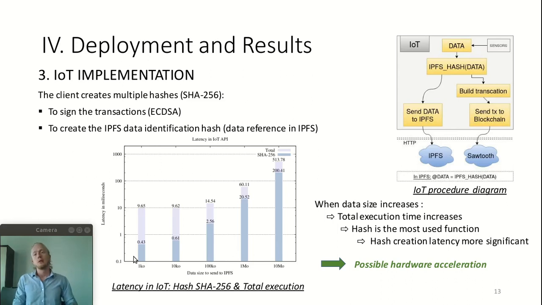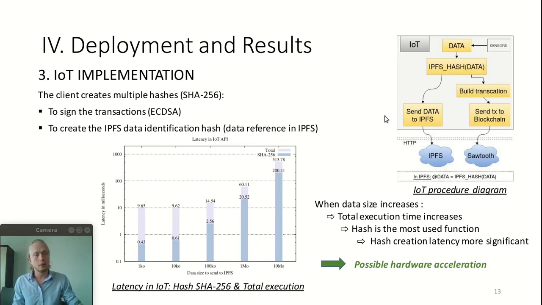So next, we have now studied the IPFS and blockchain implementation, but we also need to study the IoT implementation, the client. In the client, we have used the same program as in the previous work, the C++ Sawtooth client, and we integrated the necessary functions to include the IPFS hash and send the data to IPFS, etc. And we saw that the SHA-256 hash is used multiple times. It's used in the transaction to sign the transactions. It's also used in IPFS to build the IPFS hash.